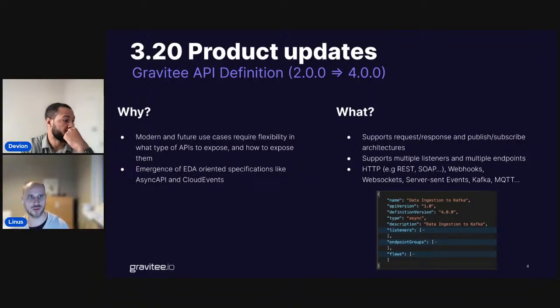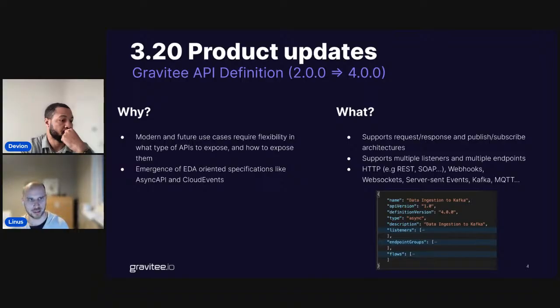Then we obviously use the user interface to visualize and allow you to manage and update your APIs, change the icon, the documentation, where it listens on the gateway and so forth. At the moment, the general availability API definition of Gravitee is version 2.0. What we are moving to is 4.0.